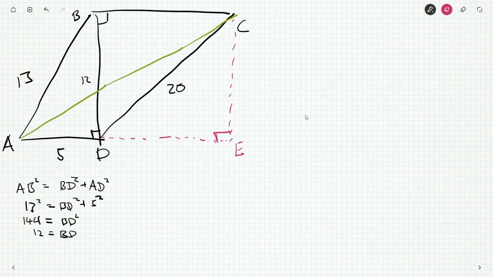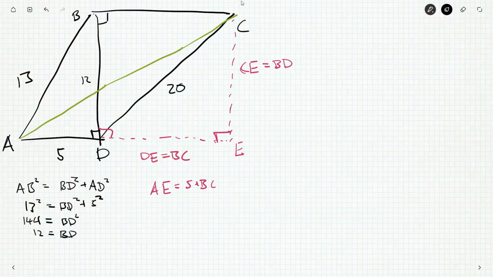We get a right angle here. So CE is going to have to be equal to whatever BD is equal to. And DE, because we're going to have a rectangle here, DE is going to be the same as BC. So AE is 5 plus BC, and you can see we have a right angle triangle ACE. We can get AC squared is CE squared plus AE squared. Okay, so this would be a fantastic way to go about doing it.